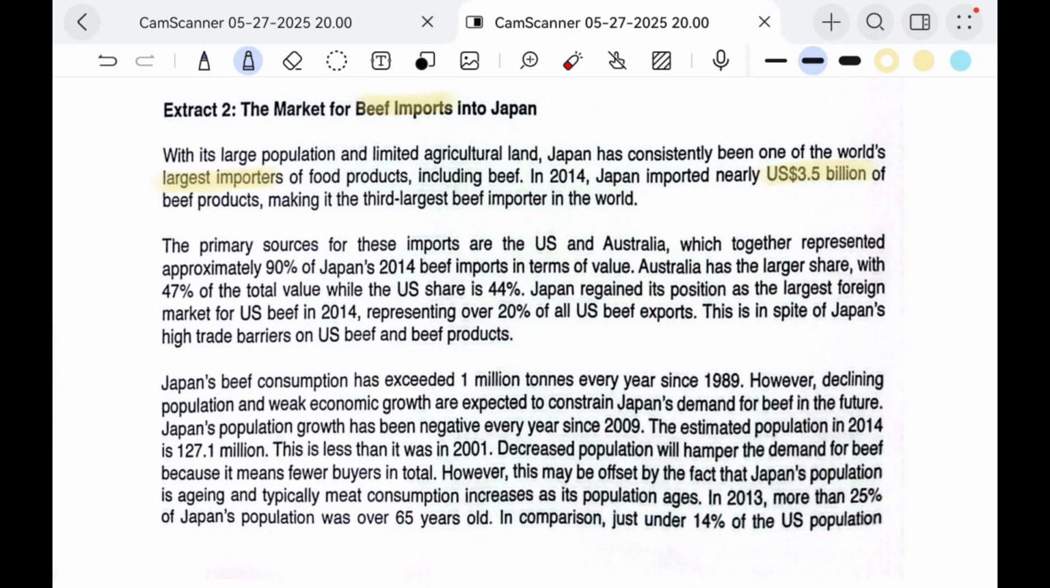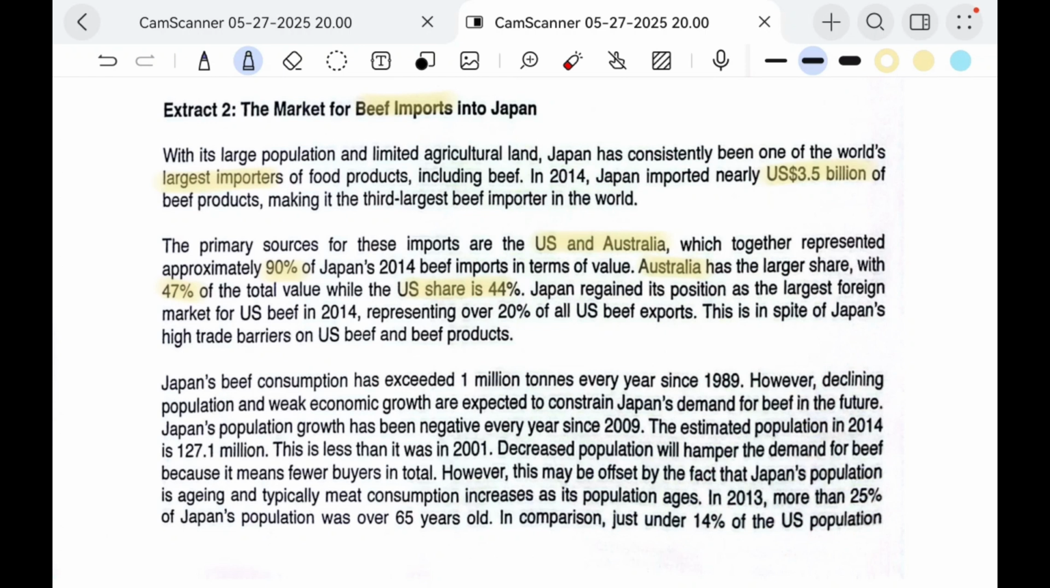And your Western ones also, like Hamburg. Okay. Then they talk about the primary sources of this import are US and Australia, which together represent 90%. So US and Australia were mentioned in the question. Likely they are substitutes. So you see they have that competitive element there, where Australia has the larger share with 47%, while US is 44%. So among the beef that Japan imports, 47% is from Australia, 44% is from US. But honestly, not much difference lah.